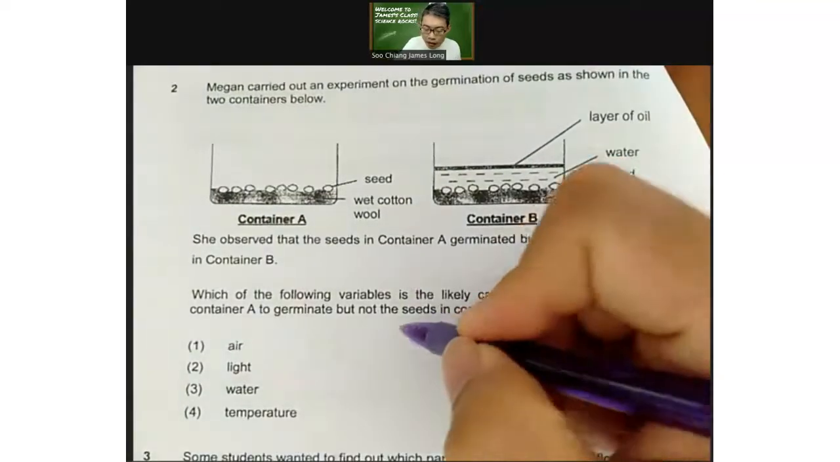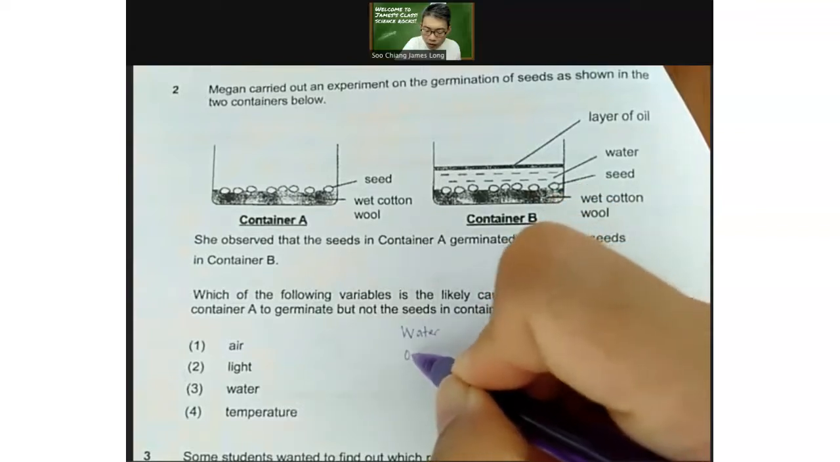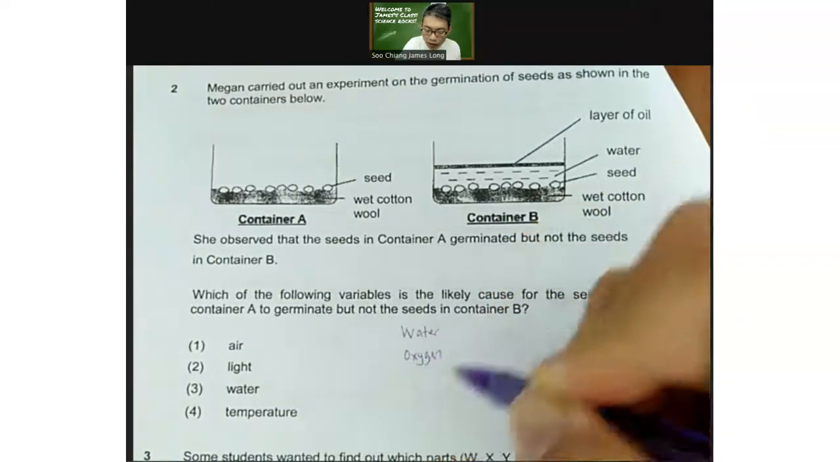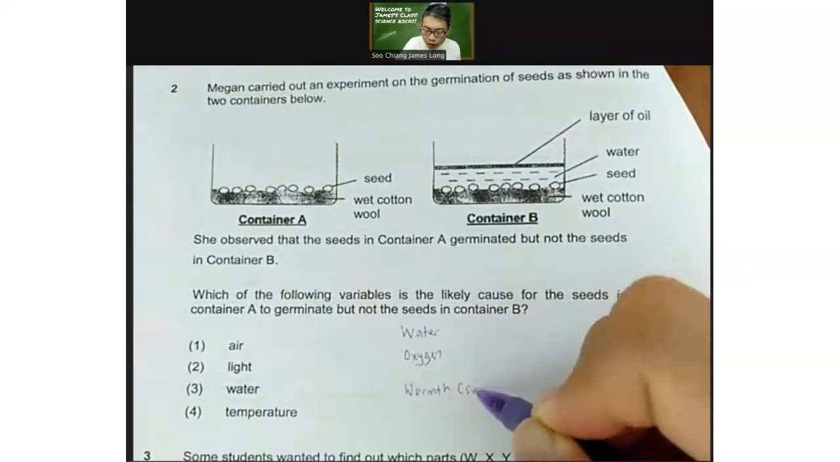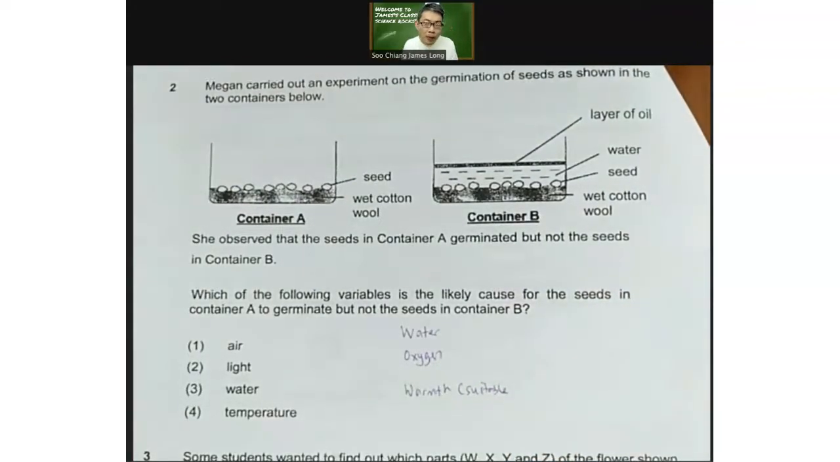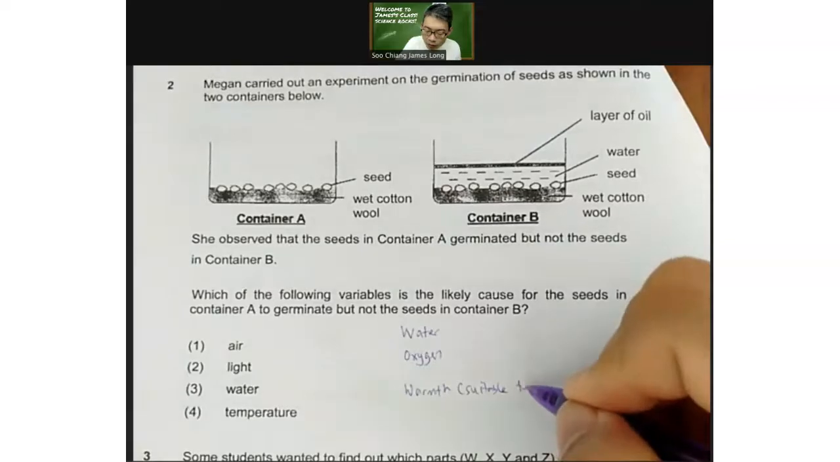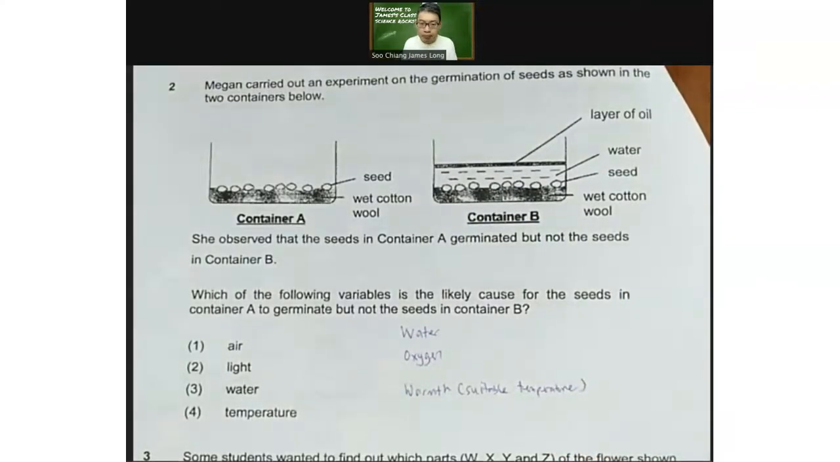I'm sure you've learned this: water, oxygen, and warmth. Of course, your book would say suitable temperature. Some seeds can germinate at quite low temperatures, but it's a temperature suitable for the seed. But we accept warmth, okay? So which of the following variables is a likely cause for it to germinate?